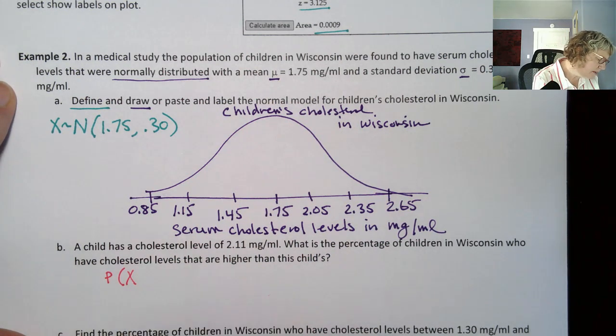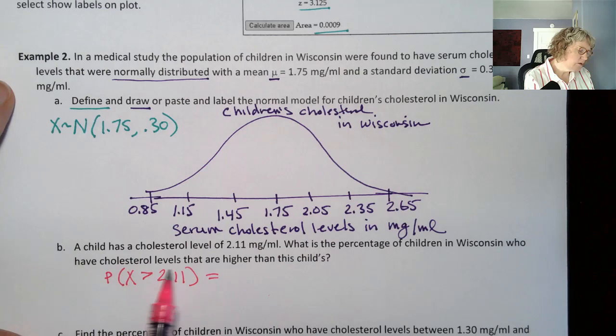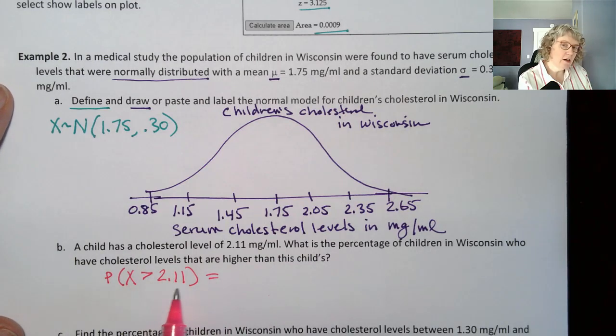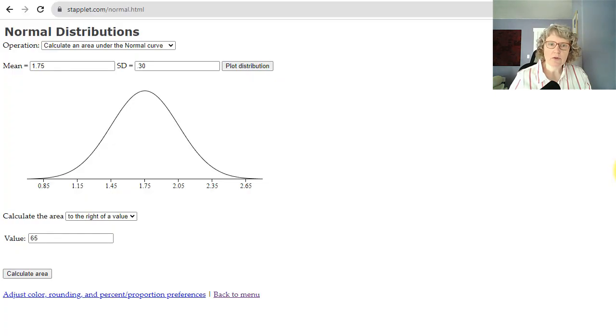Okay, so probability that x is higher than 2.11, so greater than 2.11. And we talked about how I could write greater than or equal to. Mathematically, that's the same. I tend to match the wording. So this one says higher, which to me implies it's above that, not including that. But I wouldn't mark it wrong. It's the same number. Okay, so now we're going to go back to Statlet.